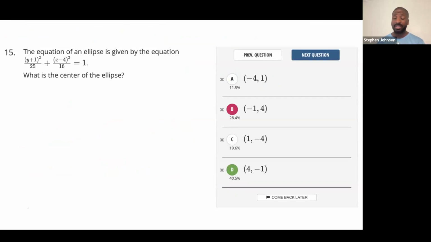So if you have a graphing calculator that graphs ellipses, I would just put this into the graphing calculator, right? That's going to be the easiest way. And then just look at your graph from your calculator and see which one of the answer choices matches.